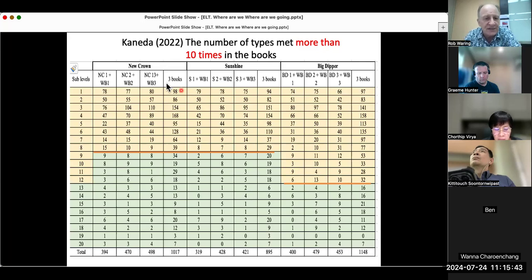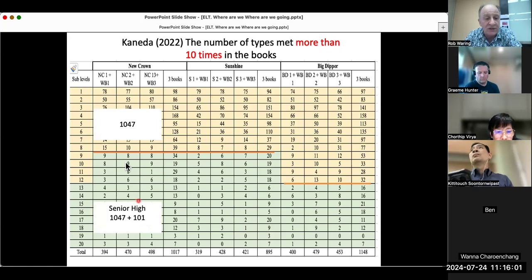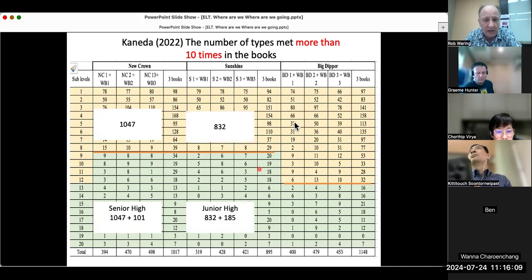So basically what it's saying is, across a student who does 3 years with these books, plus their workbook, textbook, workbook, all of that together, they will meet 1,047 words 10 times. They'll meet an additional 100 words outside the word list. That's a total of, let's say, 1,150 words. And in this one, 832 words plus another 185.